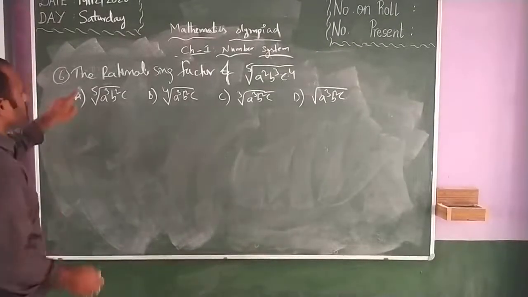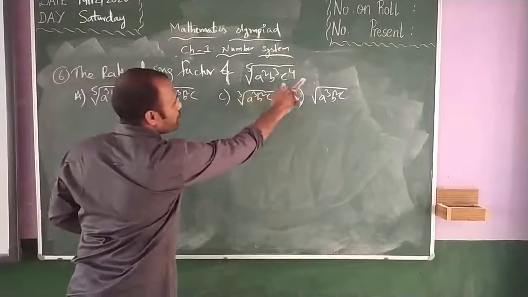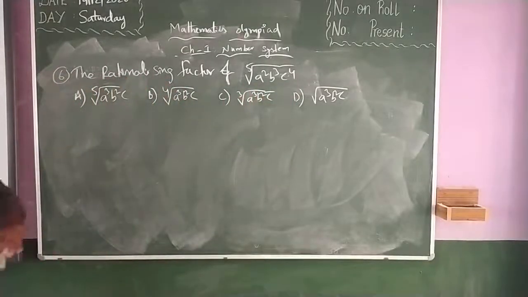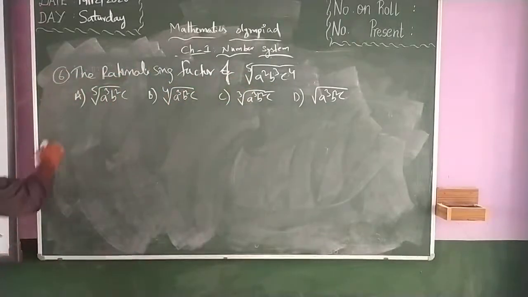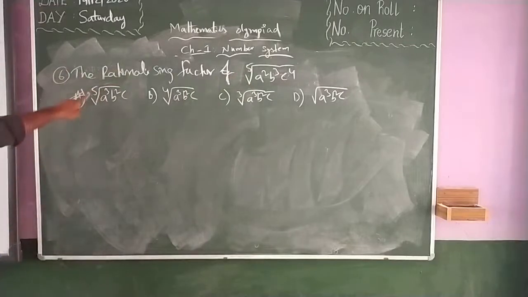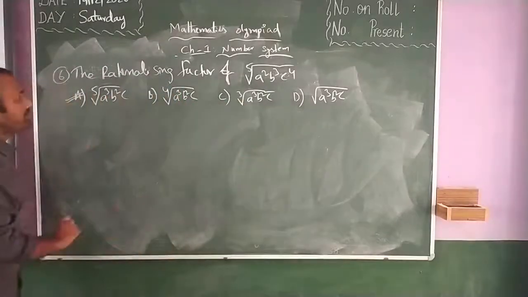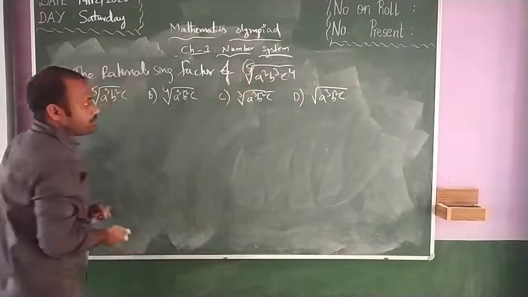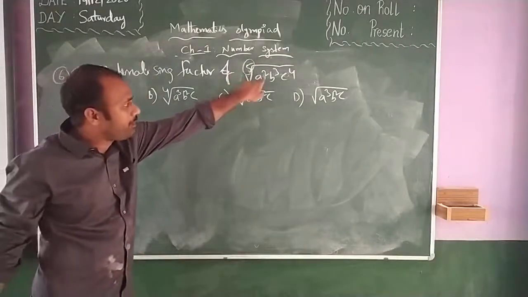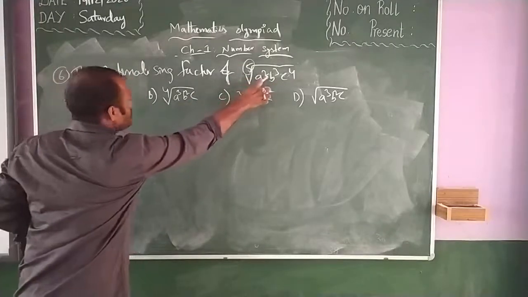Here the next question, the sixth question: the rationalizing factor of fifth root of a square b cube c to the power of 4. If you are finding a rationalizing factor for the fifth root, then our answer should also be a fifth root. So blindly we will take the answer as fifth root of a cube b square c. Let us suppose all the options have fifth root. In that case, how to identify the answer? Since the root is 5, whatever the powers are for a, b and c, the sum should be 5.